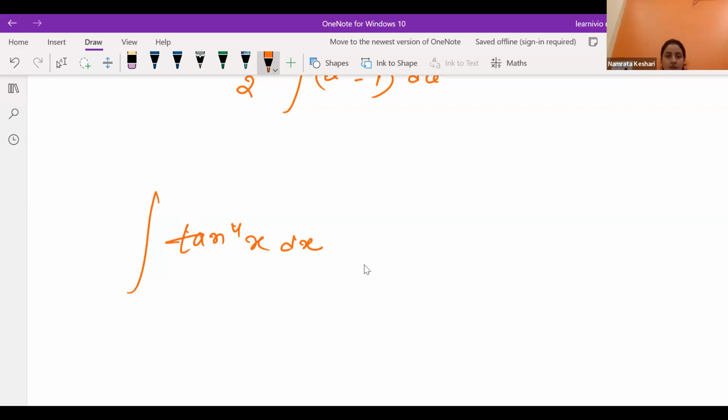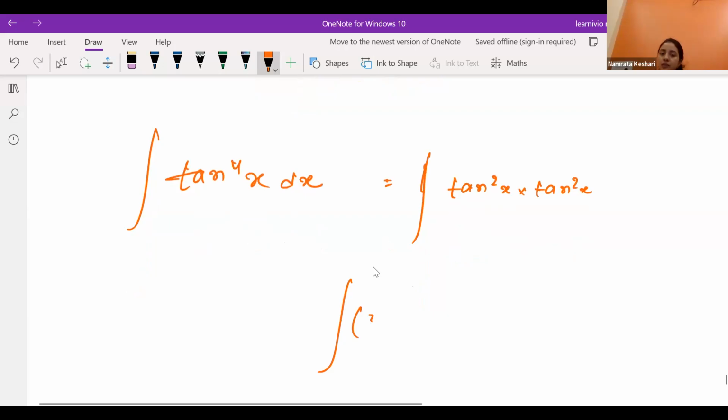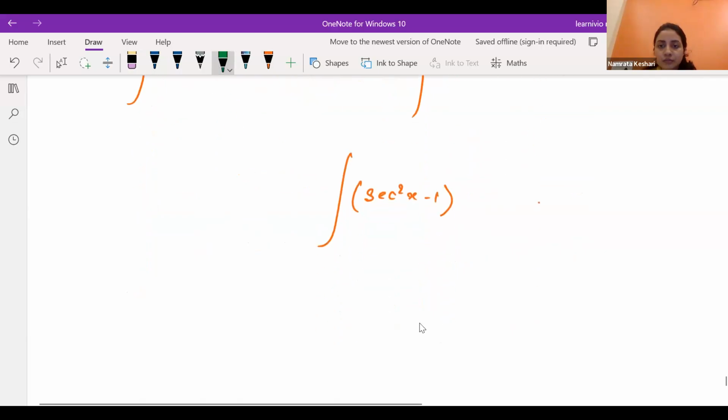Tan square x into tan square x. Perfect. In the place of tan square, we can write sec square minus 1, like this, right? Or do you want to keep the other one like that only, or use the same formula for the other one also? Use the same formula: sec square x minus 1.